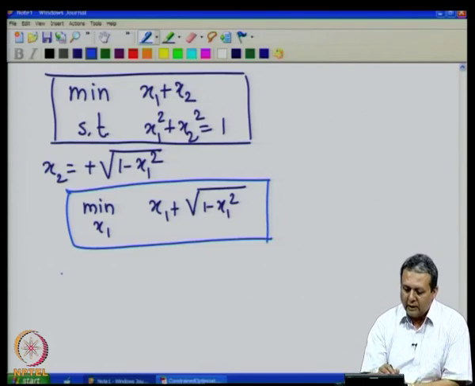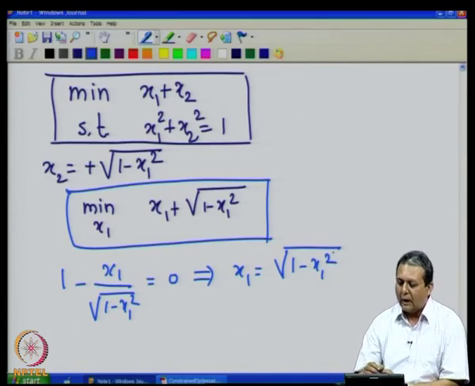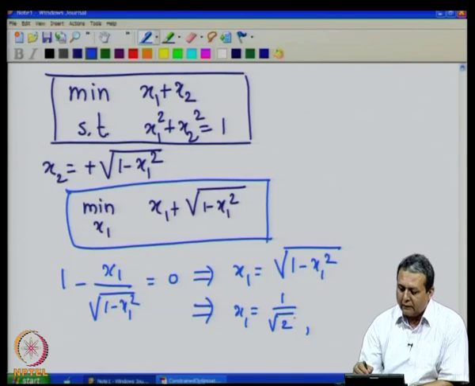So, again taking the derivatives, what we get is 1 minus x1 over root of 1 minus x1 square equal to 0, which implies x1 is equal to root of 1 minus x1 square, and this implies that x1 is equal to 1 over root 2, and if you plug in this value of x1 here, what we get is x2 to be 1 over root 2.